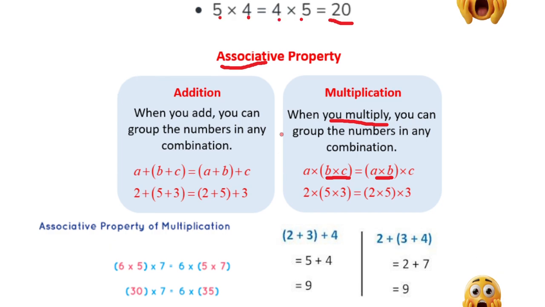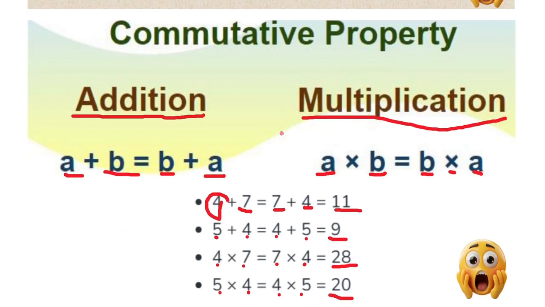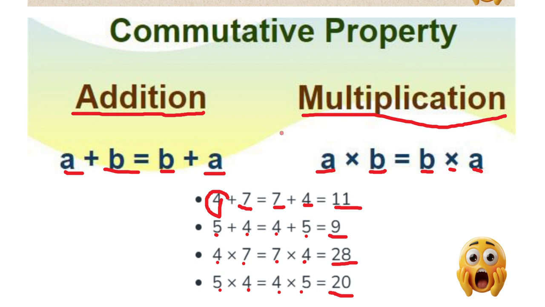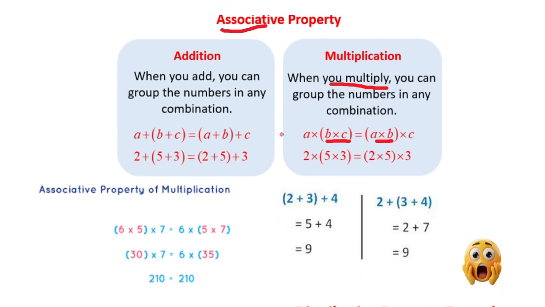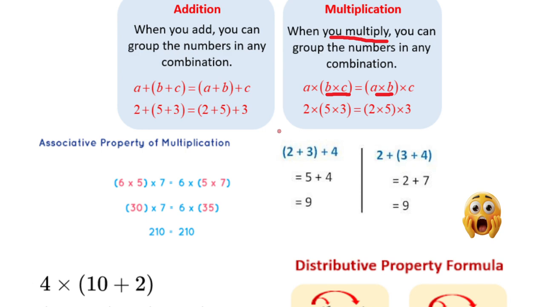Now, associative and commutative are most likely the same property using the same rule. So no matter how you change your numbers, your answer will still be the same. An example can be 6 times 5 times 7, which is the same as 6 times 5 times 7. So here, 6 times 5 gives us an answer of 30 times 7. 6 times 35 eventually gives us the same answer of 210.